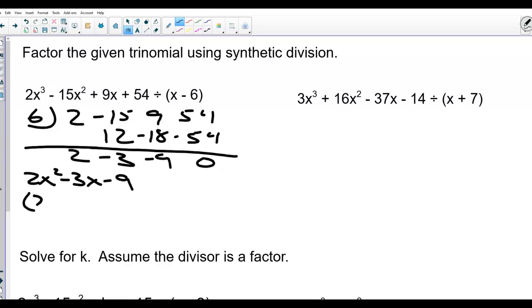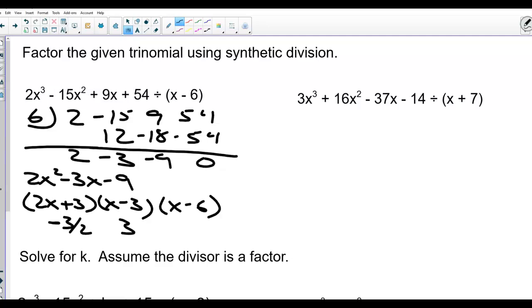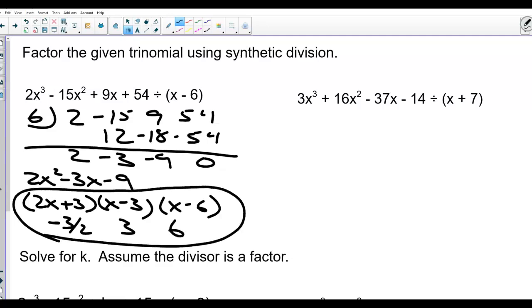We need to factor that. 2x plus 3, x minus 3, and my other factor is x minus 6. It's literally given to you. If they just ask for the factors, that's your answer. If they ask for the zeros, negative 3 halves, 3, and 6 are your zeros. So this would be the complete answer.